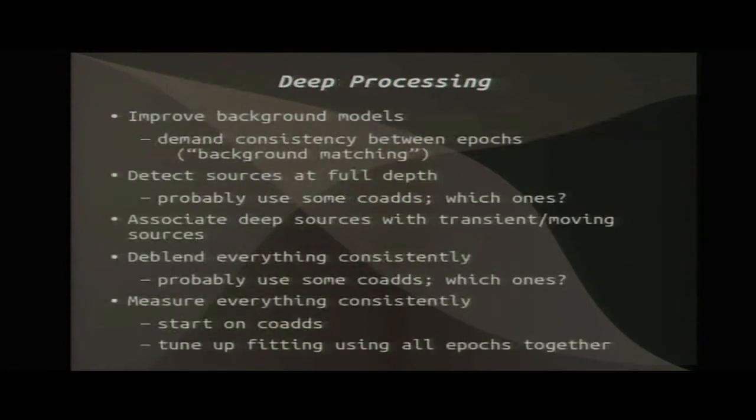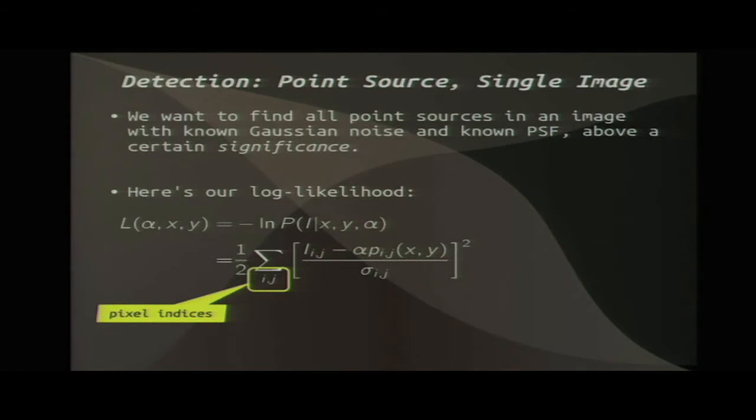All right. So let's start off with this very simple problem. We want to find all the point sources in an image which has known Gaussian noise, so we know the noise properties of the image at every pixel, and it has a known PSF above a certain significance. Now, first we have to figure out what significance actually means.